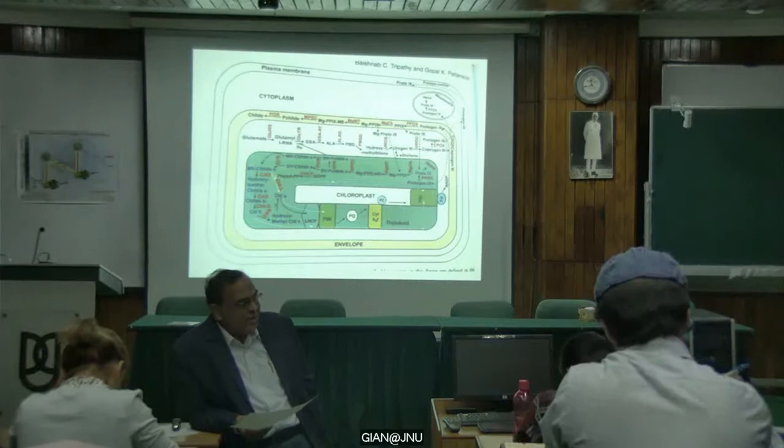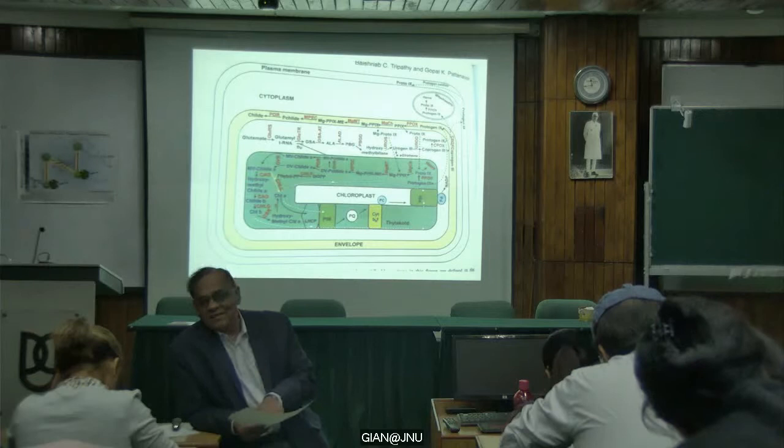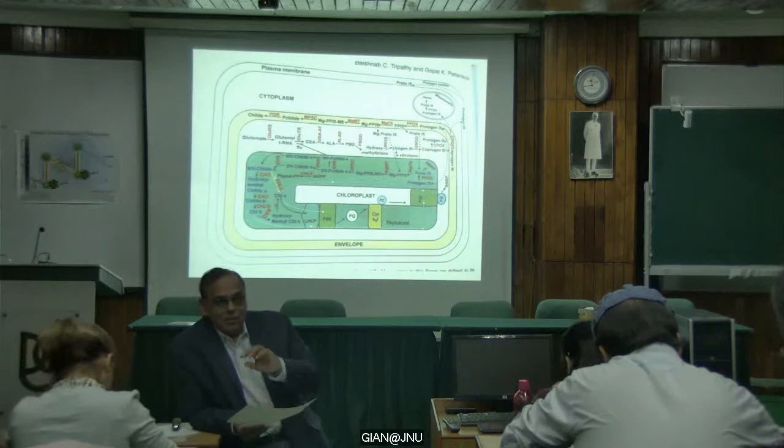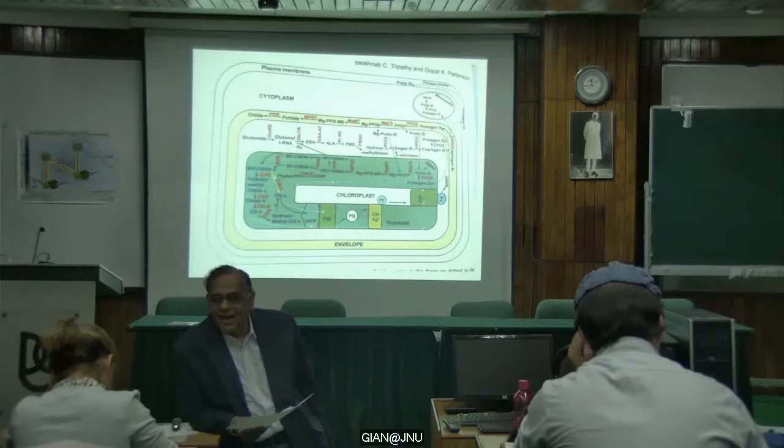Okay, so this is the intermediate, right? But then the enzyme called uroporphyrinogen synthase converts it and turns this ring 180 degrees, completely. Okay? So you now become uroporphyrinogen 3.